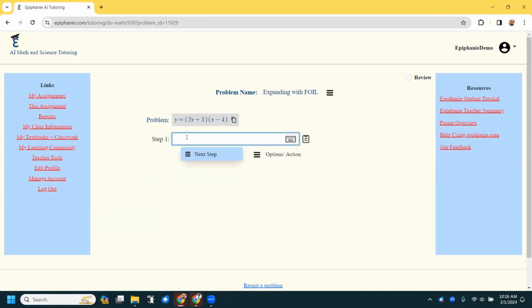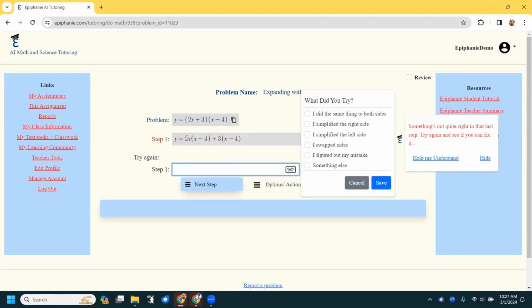This next problem is similar. This is a FOIL problem. We've set another variable equal to it, and I'm going to go ahead and expand this out. Rather than using FOIL like we normally would with the first, outside, inside, and last, I'm going to take each of the first pieces and distribute them. So I'm going to say y equals 2x times x minus 4 plus 3 times x minus 4. And I'm doing this for a reason. This is going to produce a message that it's not correct, even though it is.